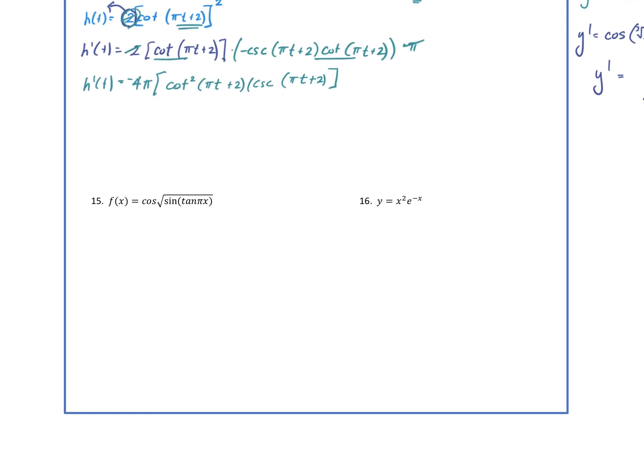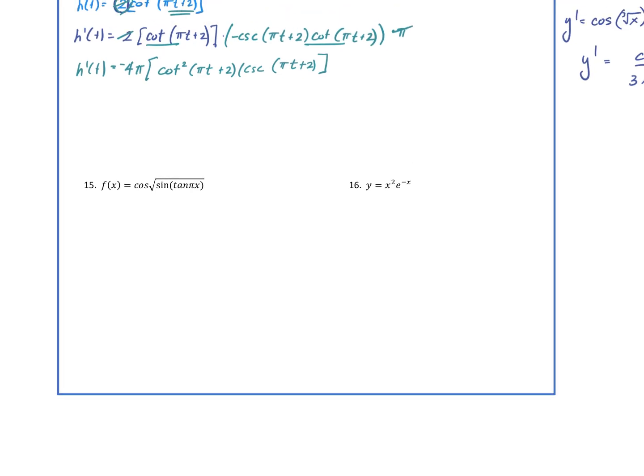For number 15, let's get this one set up. I need to rewrite this: cosine, sine, tan of pi x. This one's tricky because, remember, when you write cosine of, usually it's an x, or pi over 6. This is the angle measurement. The angle measurement for this is everything else, okay? So it makes it really confusing.